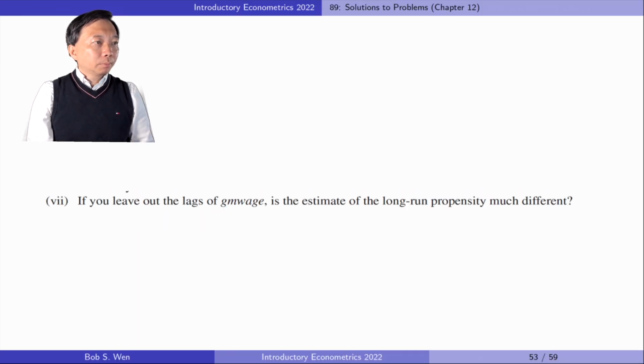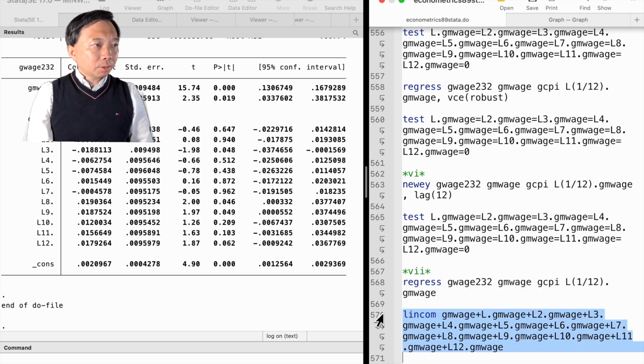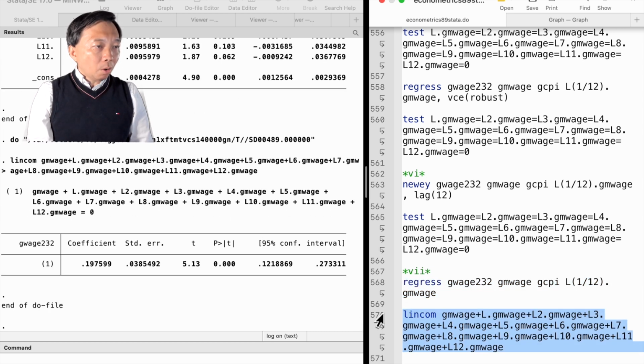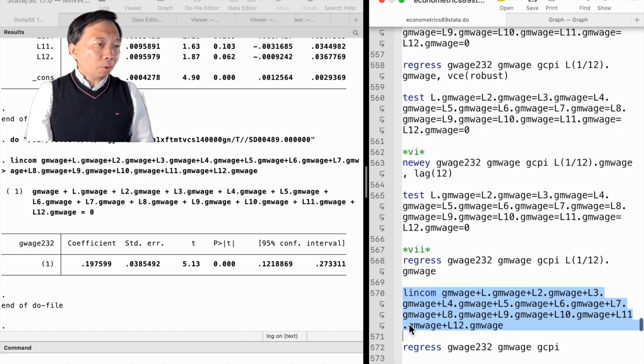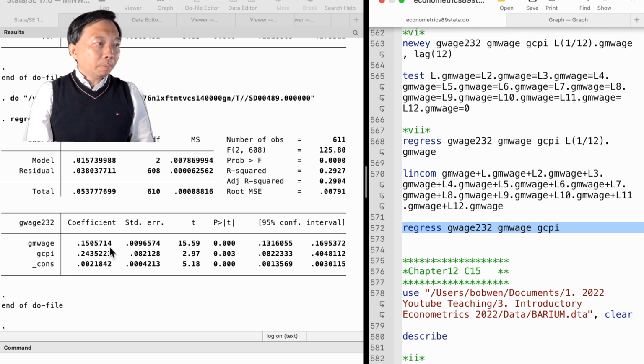In part 7, if you leave out the lags of minimum wage growth, is the estimate of the long-run propensity much different? With the lags, the long-run propensity is the sum of all the coefficients on the minimum wage variables. It is 0.198. If we leave out the lags, the estimate of the long-run propensity of minimum wage growth is just the coefficient on the variable in the current period. It is 0.151.